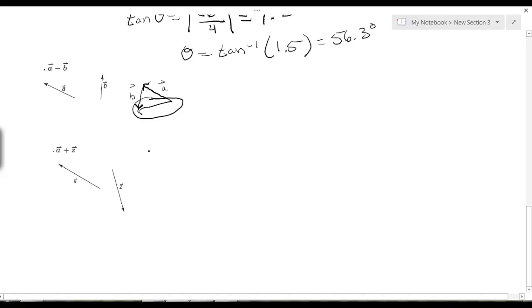Let's do another one. We'll start out with vector A. Whoops, that's a pretty crooked vector A, sorry about that. And we're adding vector Z, which means we put vector Z tail to head just like it is. So I'm just going to draw vector Z like it is. And then I go tail to head. And that's my answer. So that's our quick review of vectors.